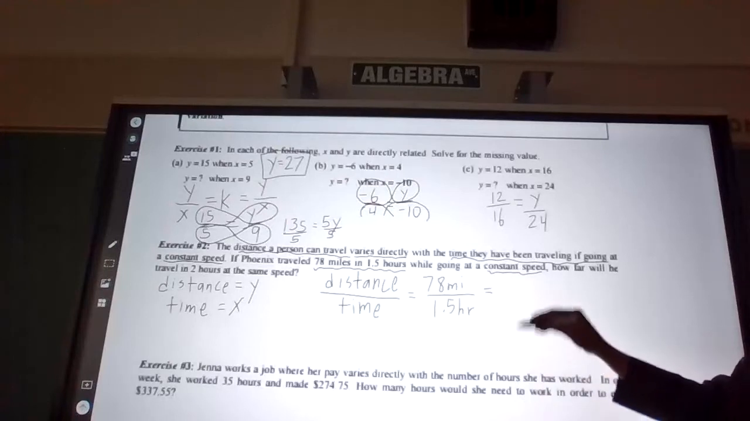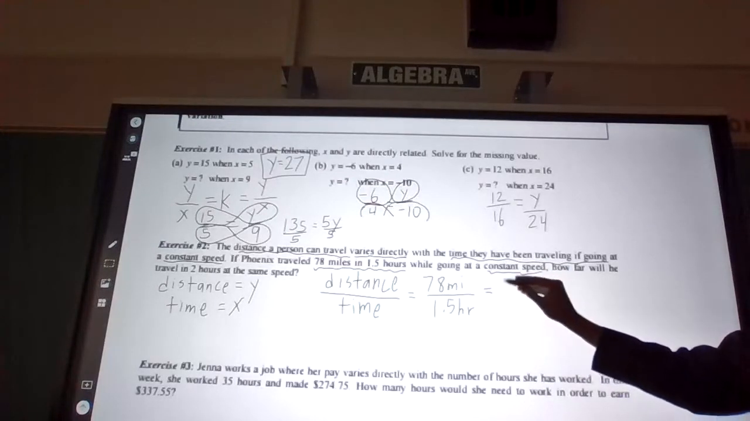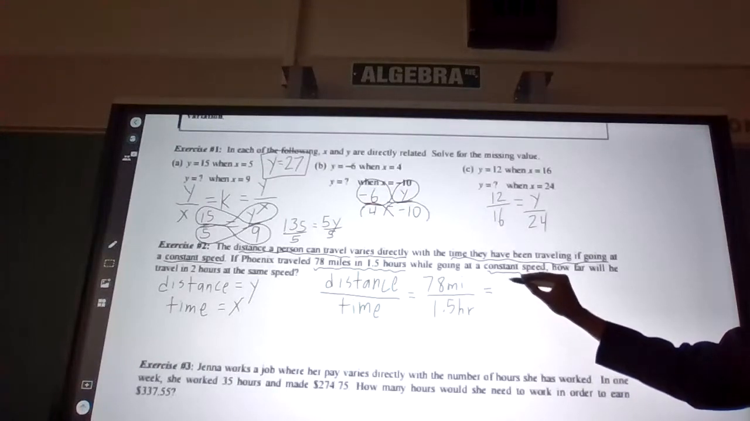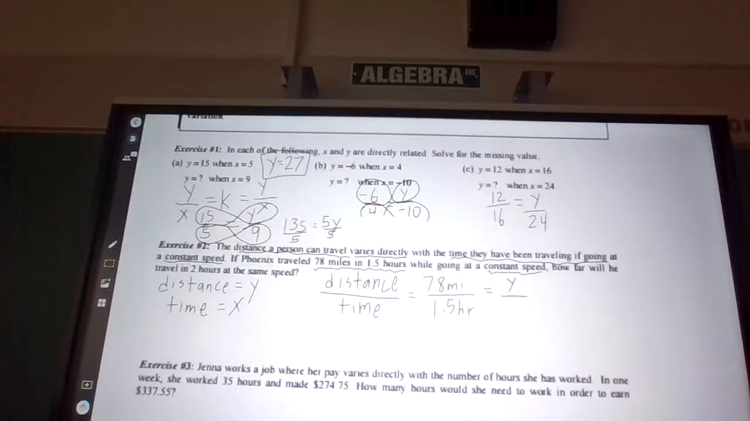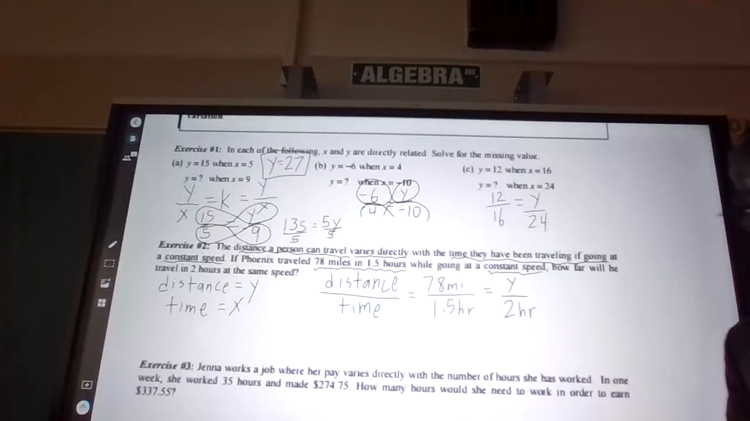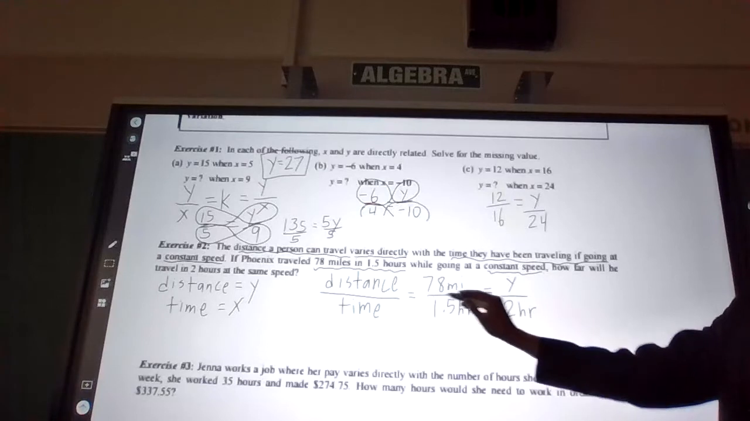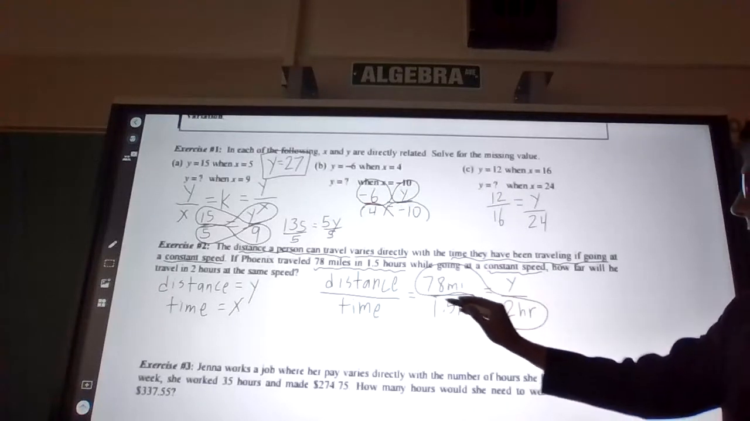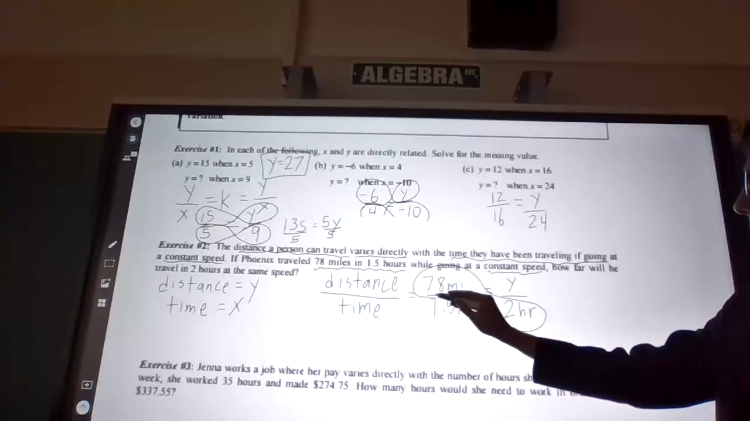So that means we can set up this proportion here, this direct relationship. Now I don't know how many miles he's going. That's what I'm wondering. Okay, so I have an unknown y value there. Now on the bottom here, I have 2 hours. Okay, so again, we do a little cross multiplication action.